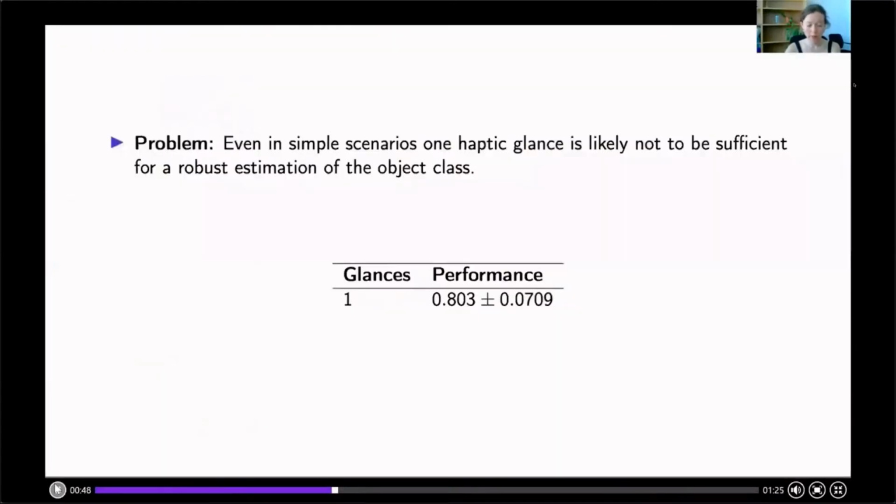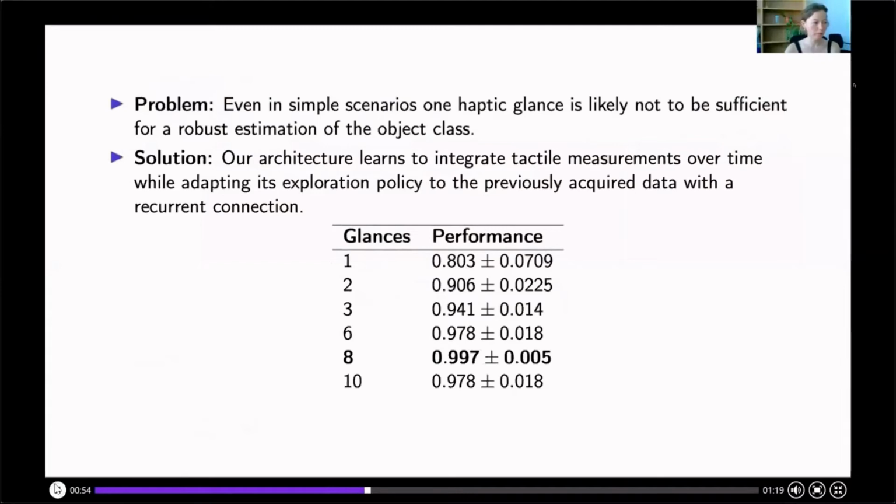Even in this simple scenario, 1 haptic glance is not sufficient for a robust estimation of the object class. To tackle this problem, our model learns to integrate tactile sensor measurements over time while adapting its exploration policy to the previously acquired data with a recurrent connection.